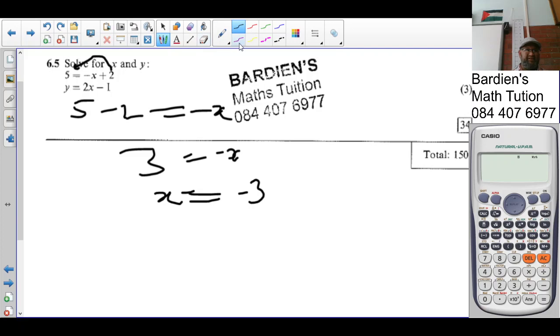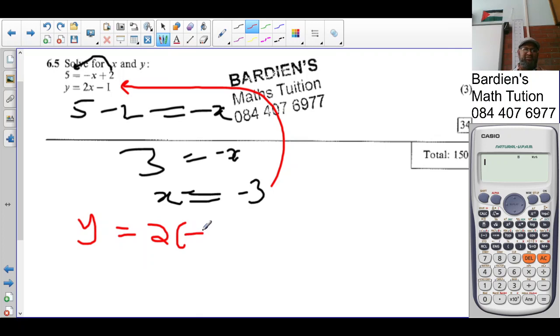Alright. So what do we do with that negative 3? We substitute that into equation 2. So y is equal to 2 times my x value, which is negative 3, minus 1. What is 2 times negative 3? Negative 6. Negative 6 minus 1 is negative 7. And that sum is worth 3 marks.